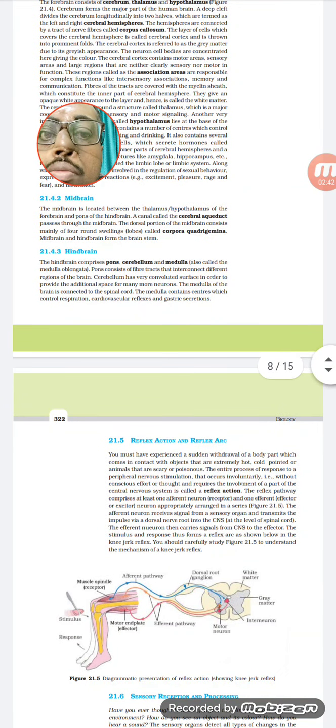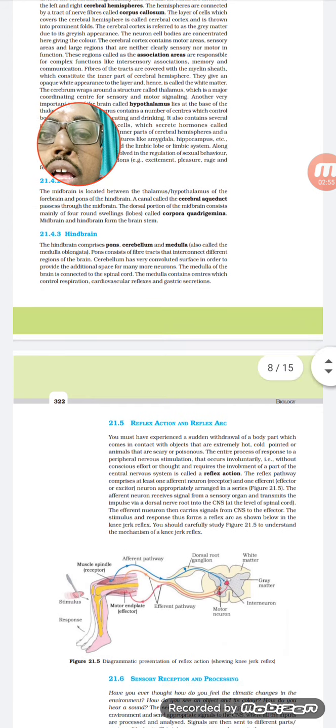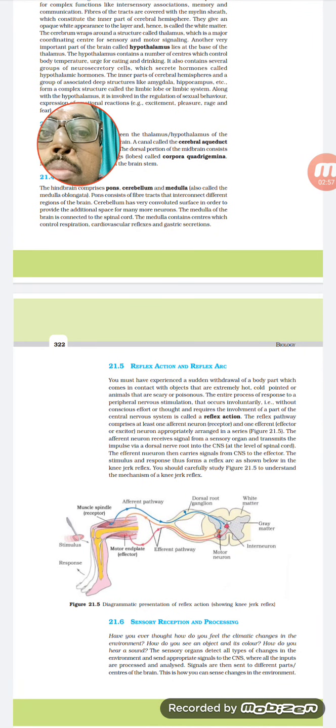In the midbrain we have the cerebral aqueduct. Cerebral aqua means water, and duct means channel. We also have the corpus quadrigemina, which is a round swelling over them. Toward the hindbrain we have the pons, cerebellum, and the medulla. They control all the involuntary actions that take place there.